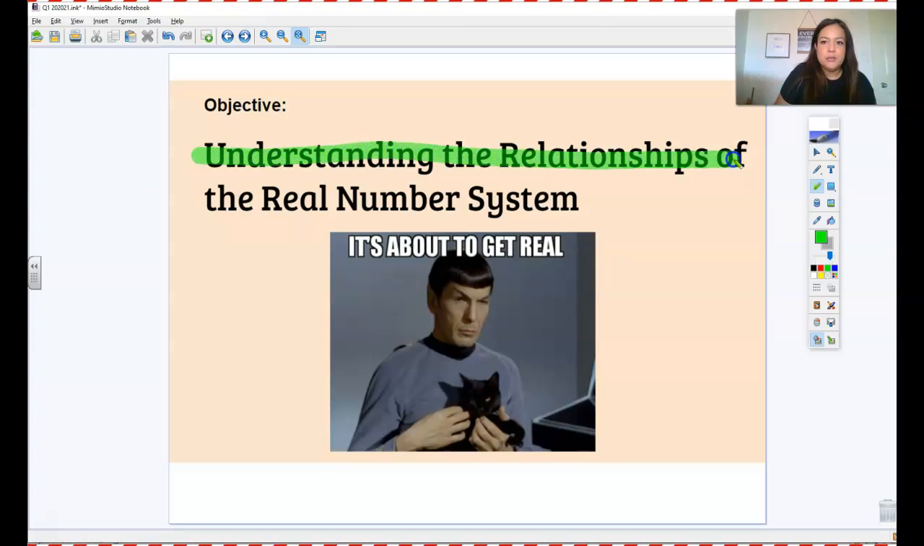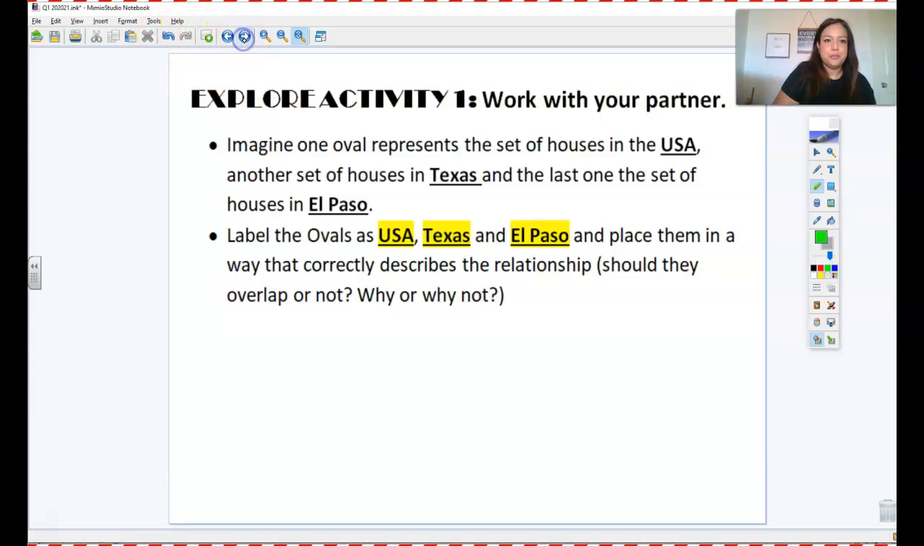Understanding the relationships of the real number system. So we have a real number system which includes all real numbers, but I'm going to kind of recap what you learned last year. But in order for us to start, I want to start with an activity.